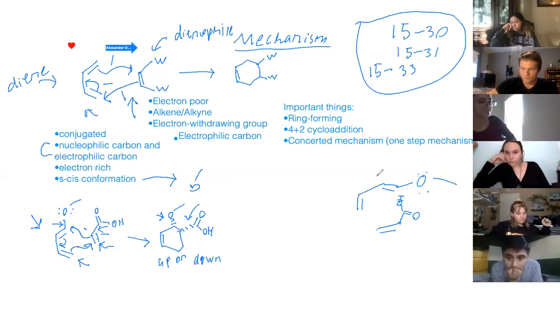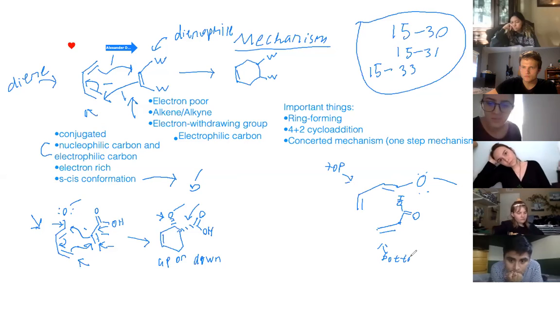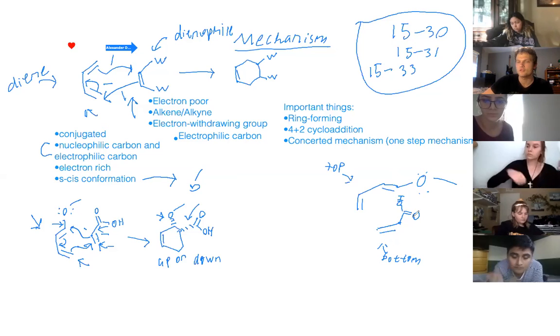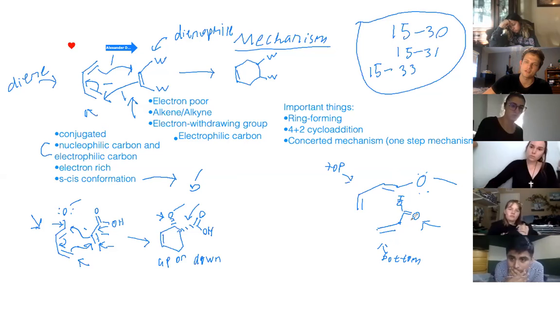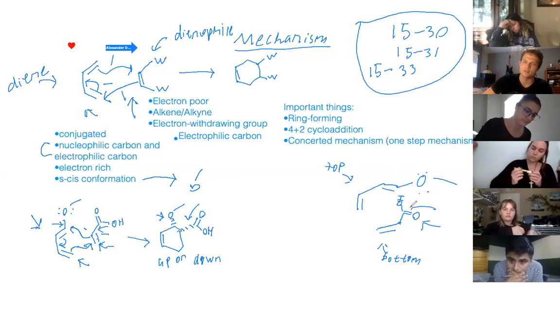So what I'm trying to draw in this picture is that this guy is on top and this guy is on bottom. And so the idea with this is that the endo rule basically states something along the lines of, it usually happens if the withdrawing group is conjugated, or not conjugated, but if it has this double bond here.